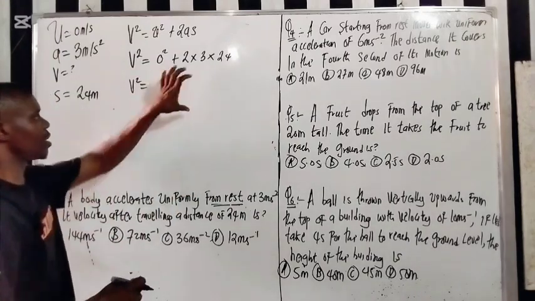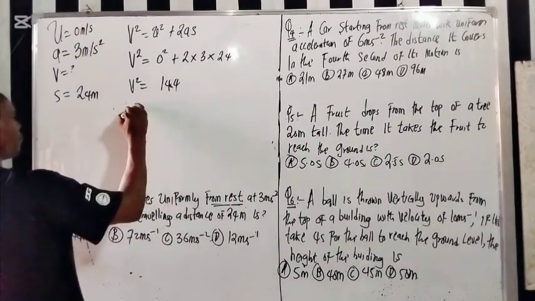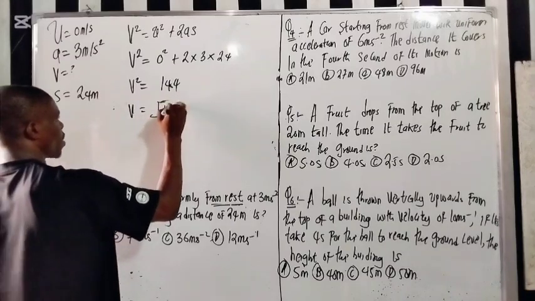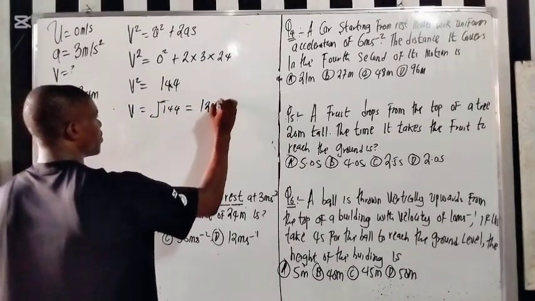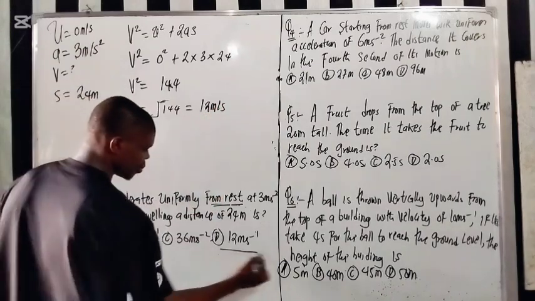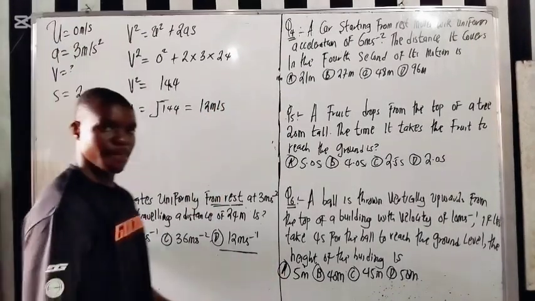What are you going to do here? Take the square root of both sides. So v equals the square root of what? 144. The square root of 144 is what? Is 12 meters per second. So the answer is what? Is D. Hope you understand.